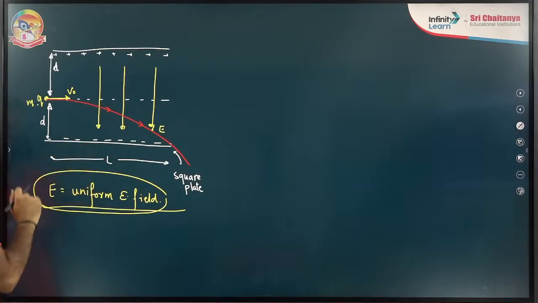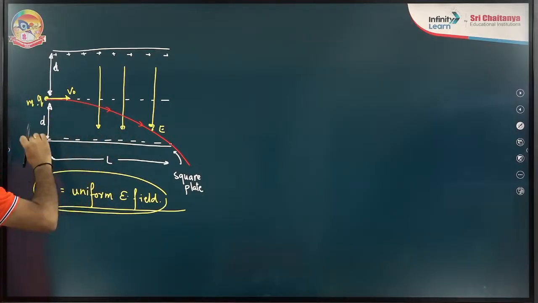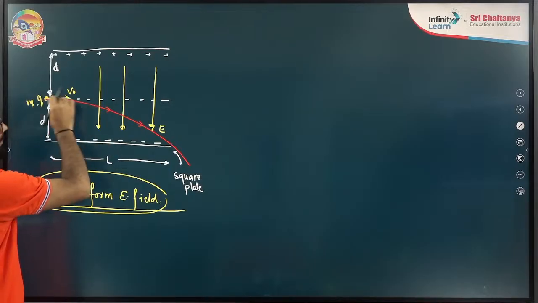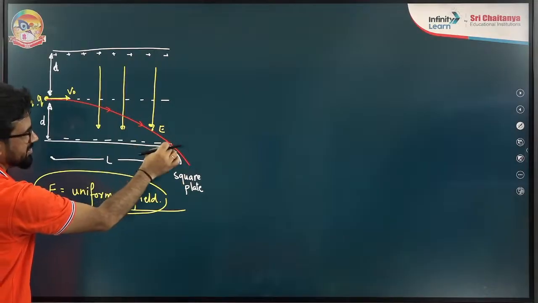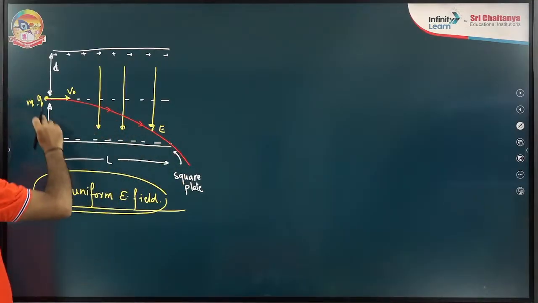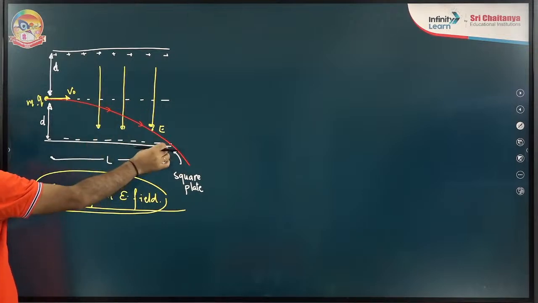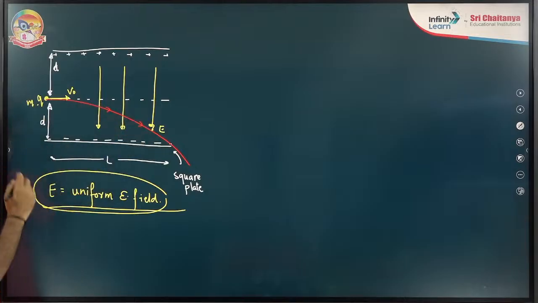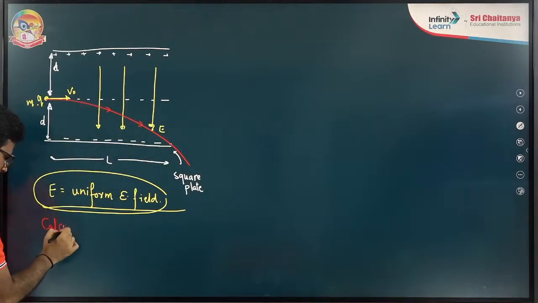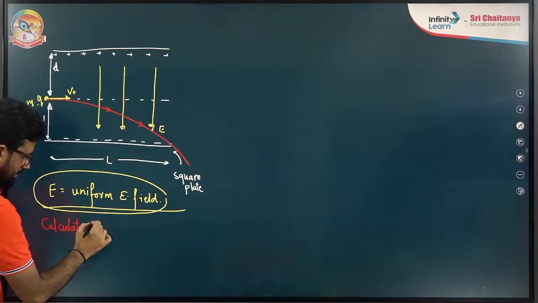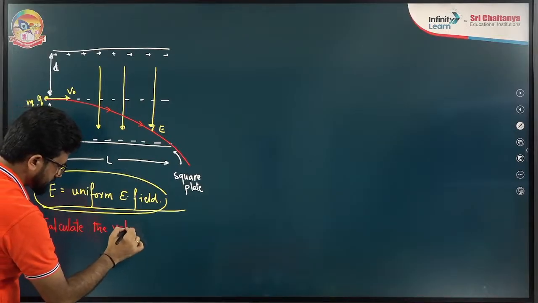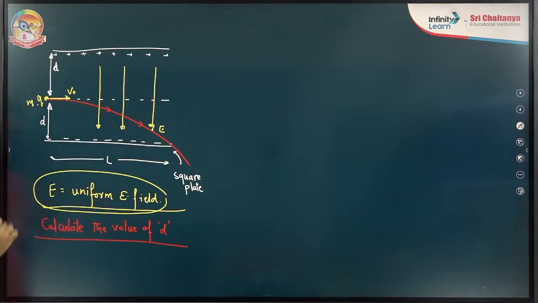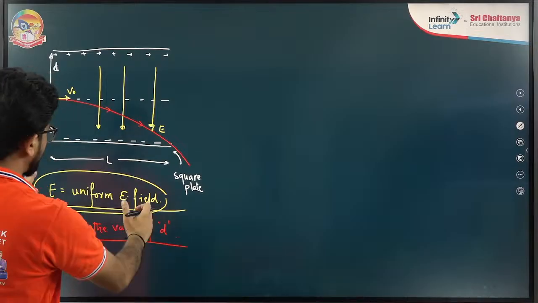Now the question is: calculate the value of L so that this charged particle coming out of the field just touches the plate. That means it is coming like this on this path. So calculate the value of D. That is our question, that we have to calculate.